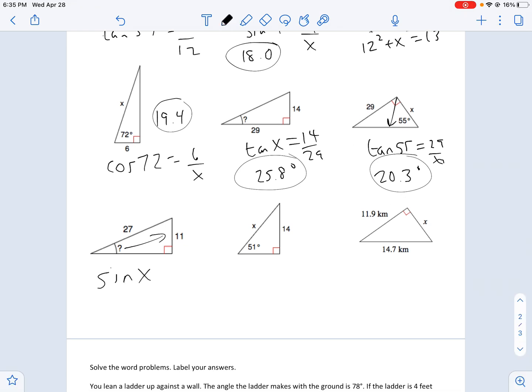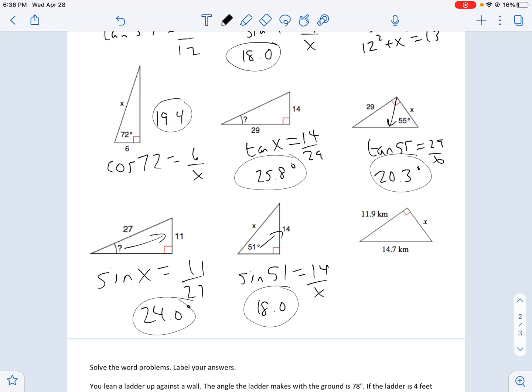Opposite over hypotenuse, so we're finding sine x. So take the inverse. 24.0 degrees. Opposite hypotenuse is sine 51 equals opposite over hypotenuse. 18.0. And our last one, you can use Pythagorean theorem. 11.9 squared plus x squared equals 14.7 squared. .6.